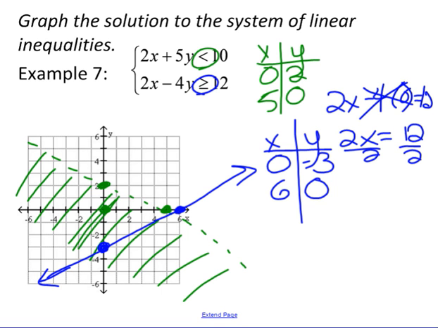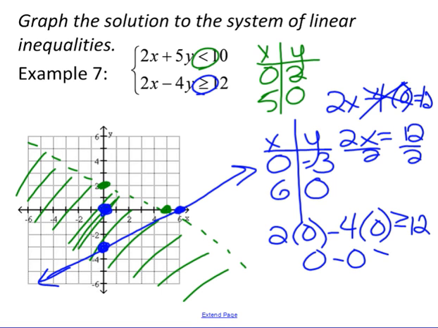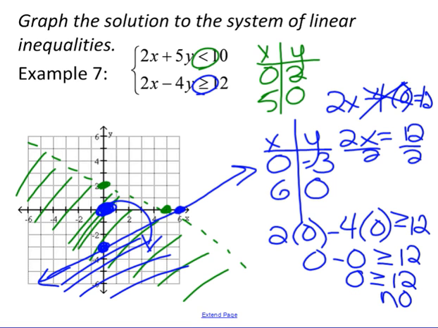Again, I'm going to choose 0, 0 as a test point. And this time I have to leave it as an inequality, not equals. Greater than or equal to 12. 2 times 0 is 0. Negative 4 times 0 is 0. And we have 0 is greater than or equal to 12. Well, is 0 bigger than 12? No, this is not true. This is false. So my test point is here, but it was false, so I have to shade on the other side of my line from my test point.